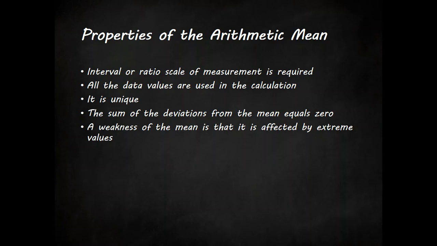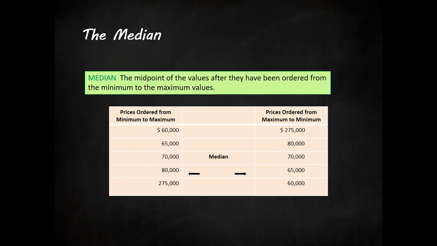But the biggest issue with calculating a mean is that it's affected by extreme values. So in the next slide, if we were to calculate the mean, we're going to use an extreme value, and we're going to demonstrate why it would be appropriate to utilize a median instead of a mean when you're encountering extreme values. Okay, so the median is the midpoint of the values after they've been ordered from the minimum to the maximum. Okay, so the minimum is the lowest value and the max is the highest value.